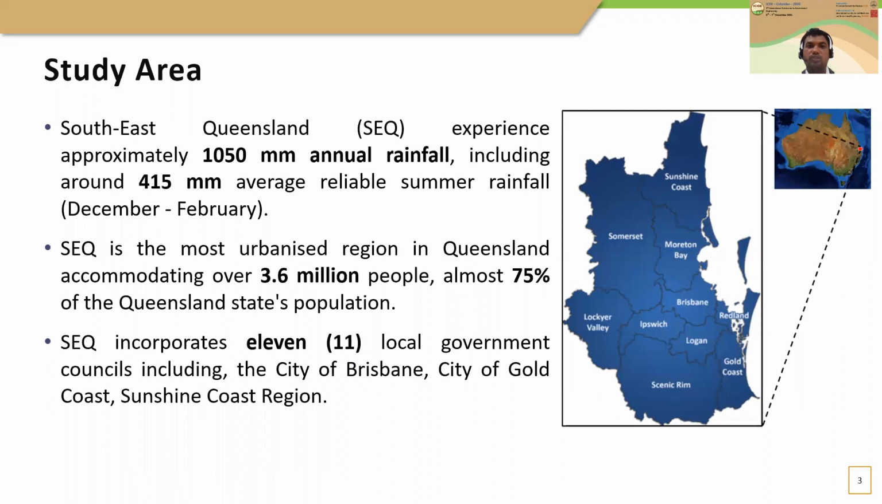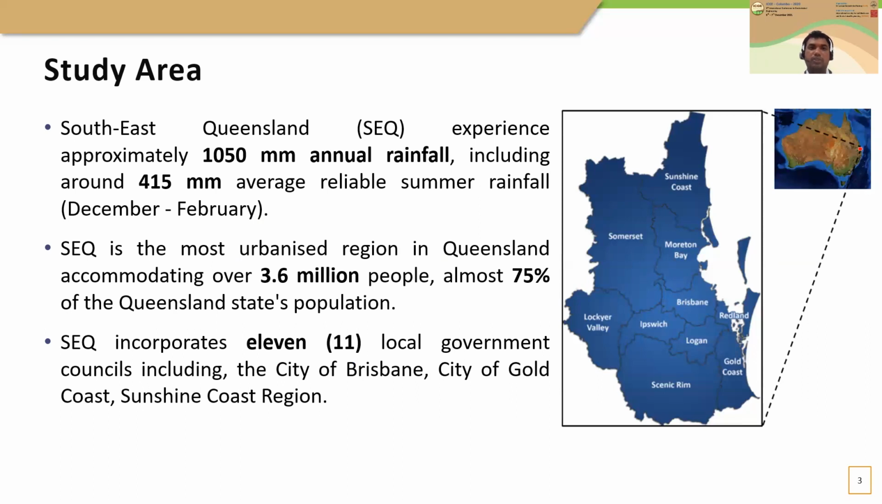SEQ is the most urbanized region in Queensland, which extends for more than 35,000 square kilometers, accommodating over 3.6 million people, which is almost 75% of the Queensland state population. Rainfall-induced landslides are common in SEQ. SEQ experiences approximately 1,050 millimeters of annual rainfall, including 450 millimeters of reliable summer rainfall. Thus, the most extreme rainfall events that lead to landslides occur during the summer period.